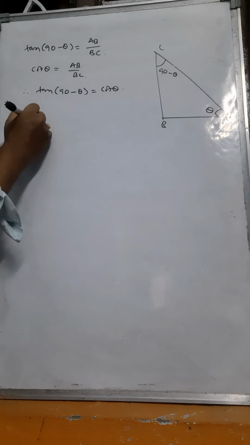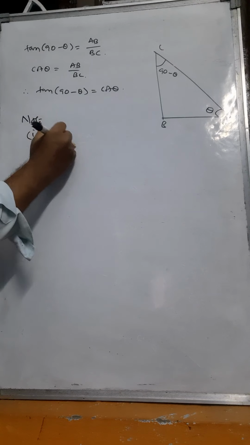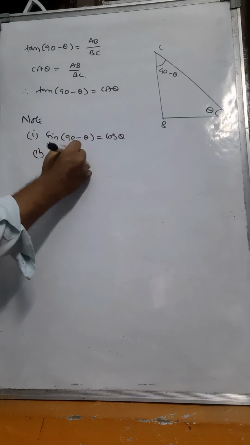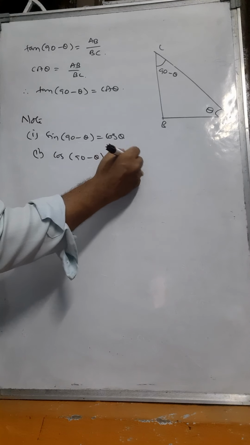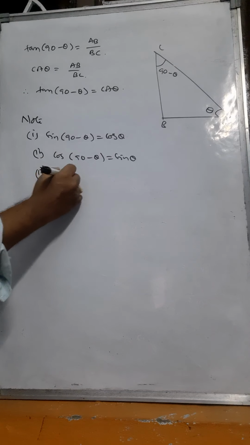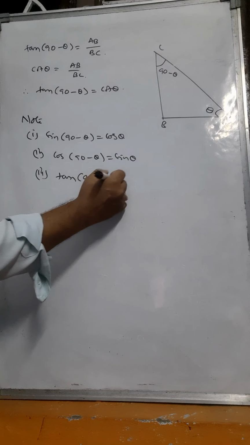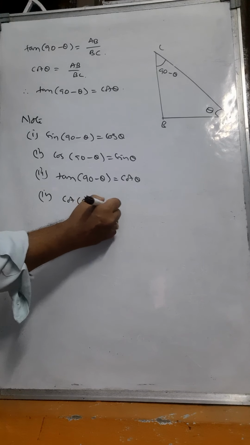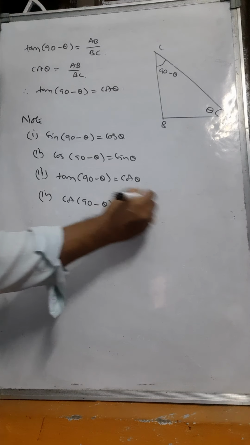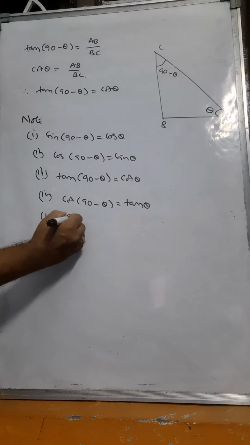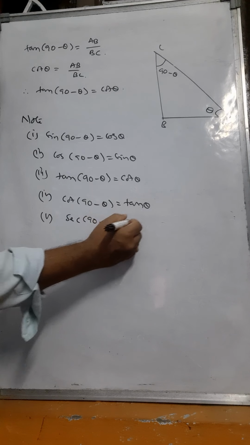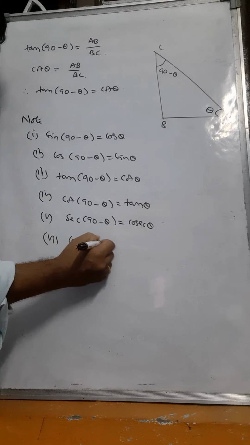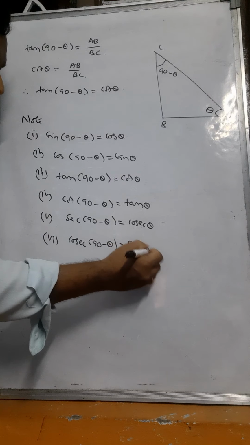So therefore note, what is the first? Sin 90 minus theta is equal to cos theta. Second one, cos 90 minus theta is equal to sin theta. Third one, tan 90 minus theta is equal to cot theta. Fourth one, cot 90 minus theta is equal to tan theta. Fifth one, sec 90 minus theta is equal to cosec theta. Sixth one, cosec 90 minus theta is equal to sec theta.